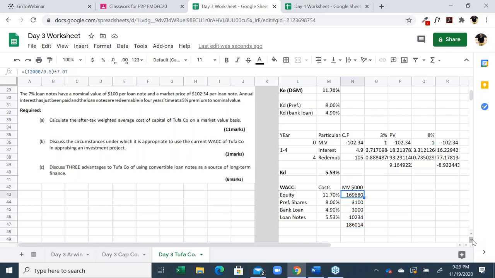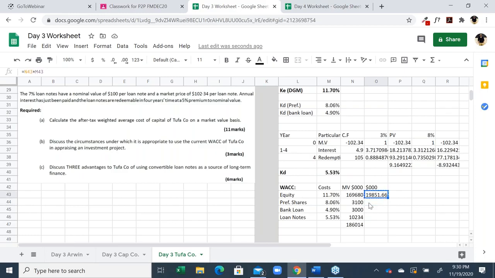Now, to our equity investors who have invested a total of 169,680, we are paying 11.7% every year. So if we calculate it in terms of dollars, it will be this: the value of investment multiplied by 11.7%. That's the dollar value. So to equity holders, we are paying annually $19,851.66.